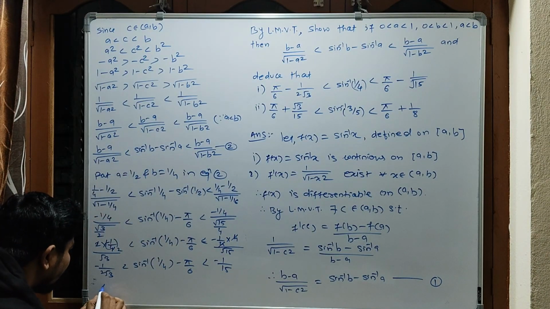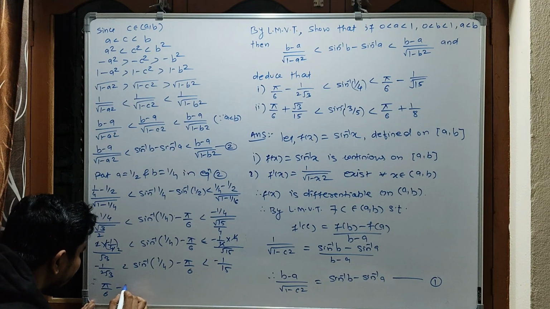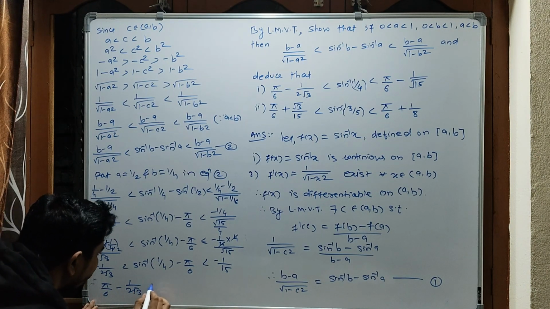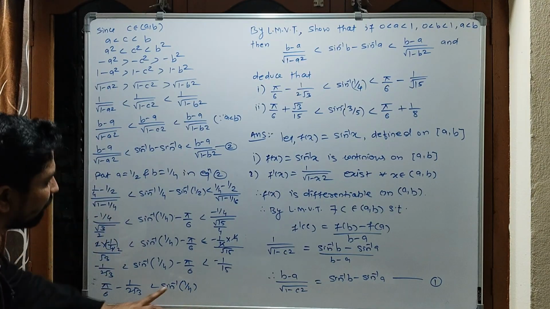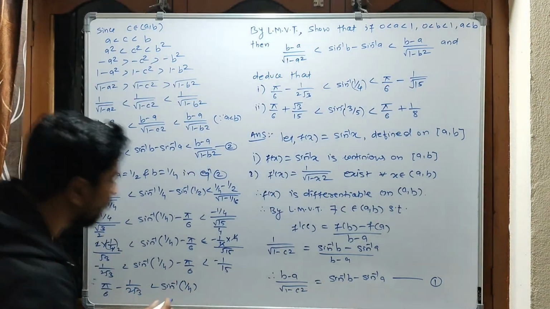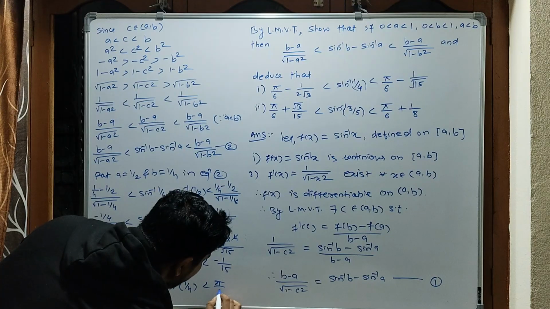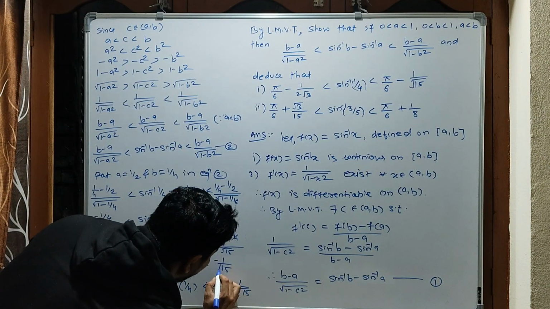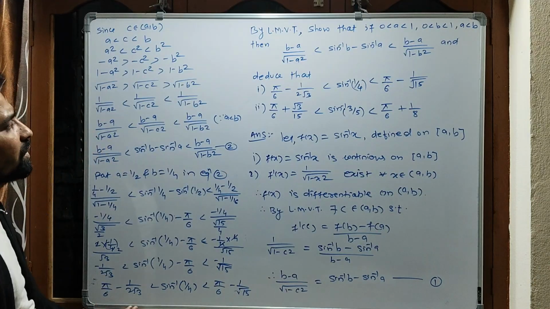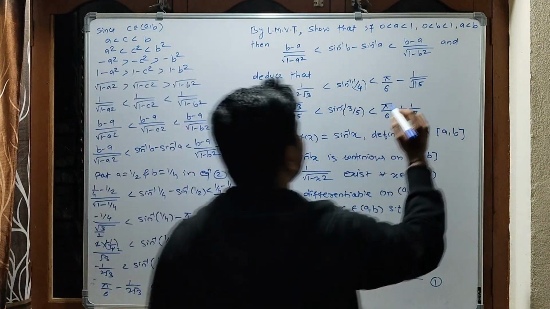Now add pi by 6, therefore pi by 6 minus 1 by 2 root 3 less than sine inverse 1 by 4. Here if I add pi by 6, it becomes 0, which is less than pi by 6 minus 1 by under root 15. So this is the inequality, the first inequality is proved.